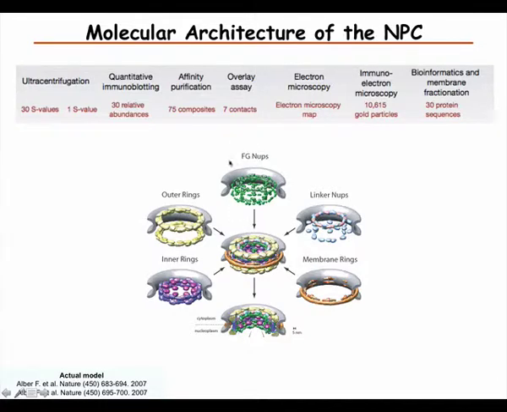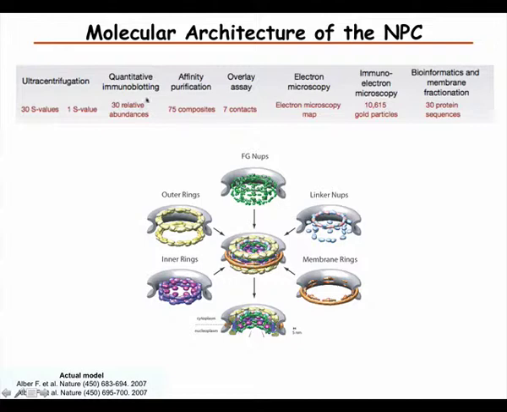but it tells you where the different proteins are. So this is for the nuclear pore complex in yeast, and you can see how nicely the different rings are organized, which different proteins are there. So the kinds of information they used is they did ultracentrifugation.